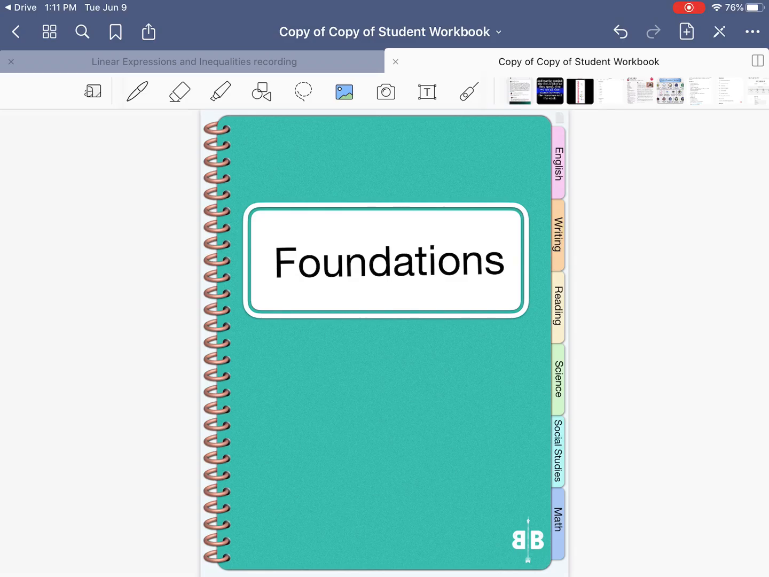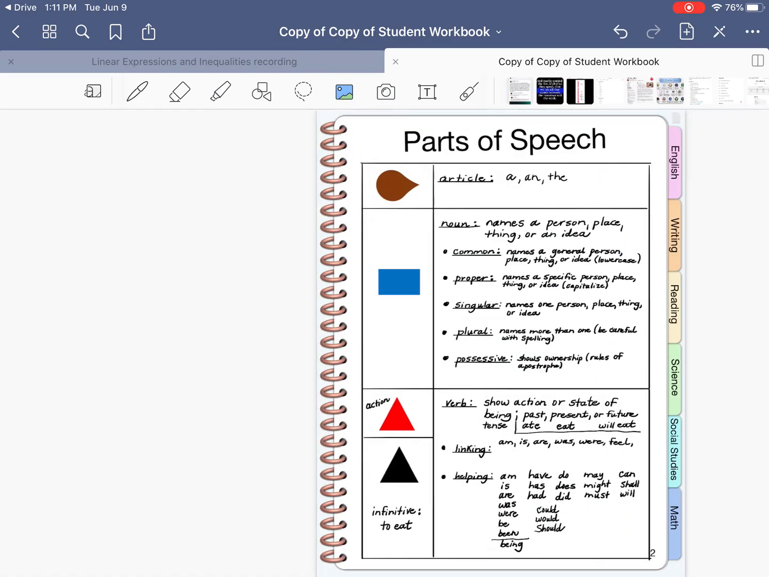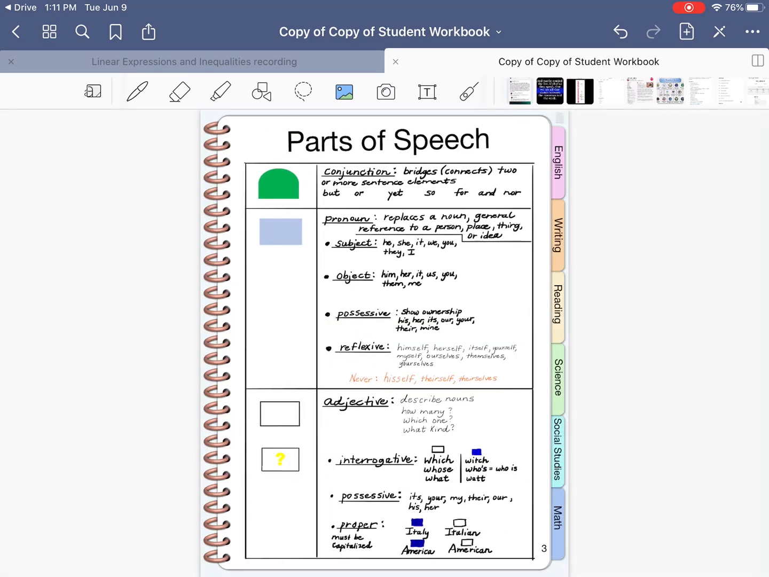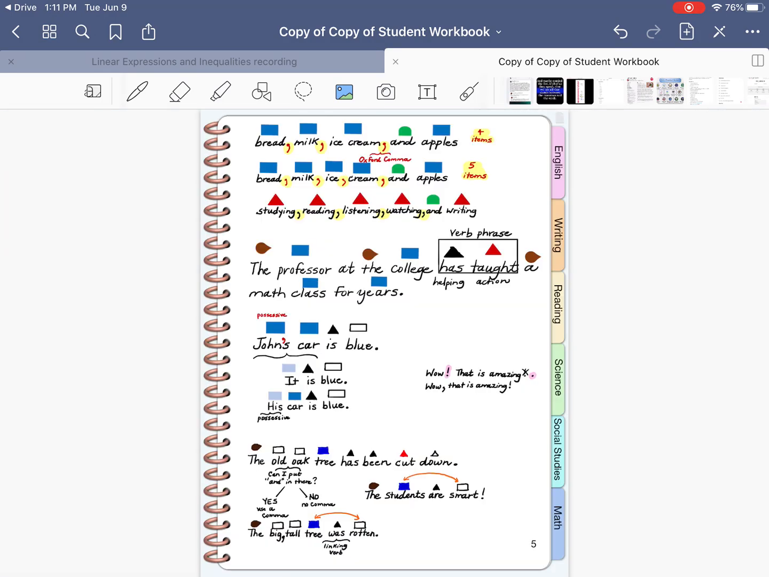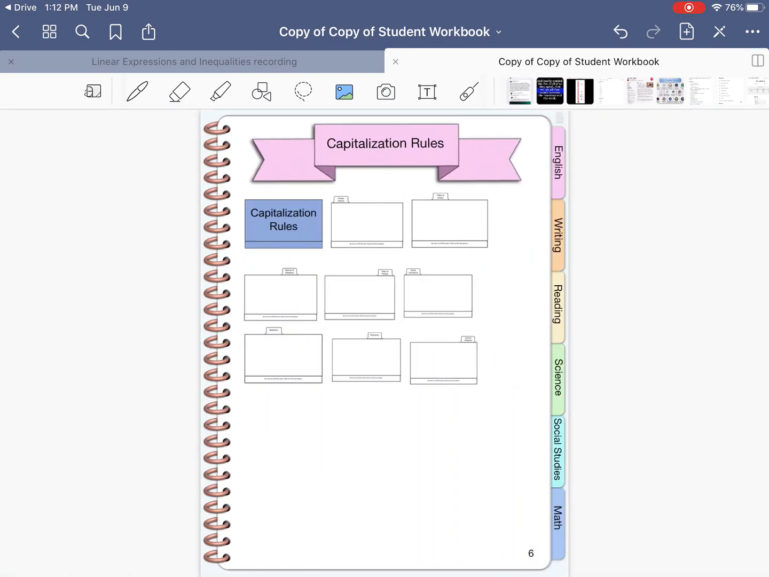Hello. In today's class, we are looking at an English lesson. So if you turn to the English chapter of your notebook, we have covered the parts of speech. You'll hear more about those today. But we are up to the lesson on capital letters, capitalization rules. And this starts on page 6.